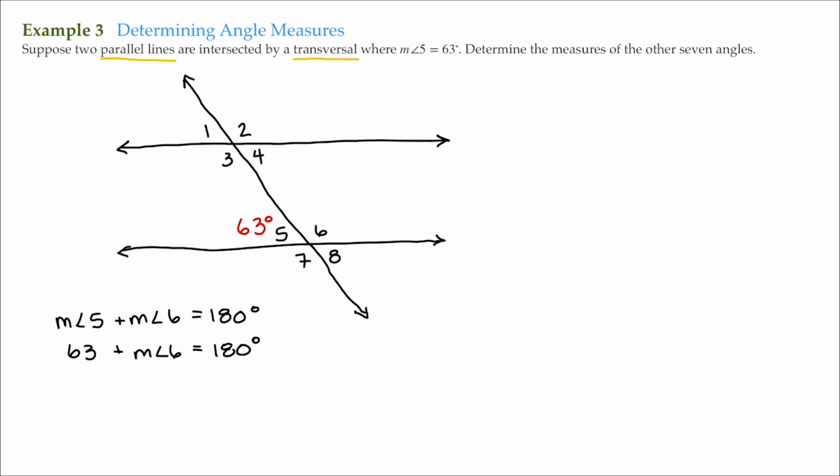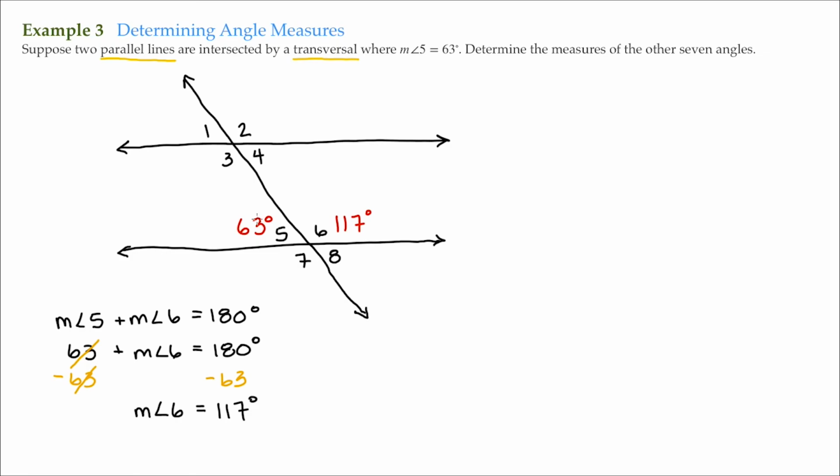Again, we'll use some simple algebra. We'll subtract out 63 degrees from here because we want to solve for the measure of angle 6. And we'll subtract out 63 degrees here. The 63 will cancel. 180 degrees minus 63 degrees is equal to 117 degrees. So the measure of angle 6 is 117 degrees. So now that we know that, we can fill out the rest of the other angles.